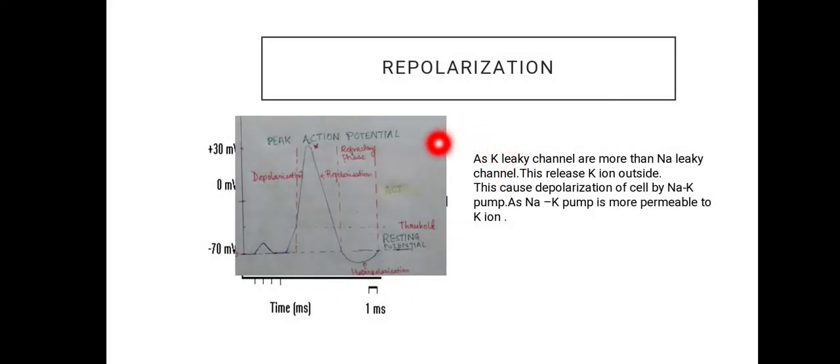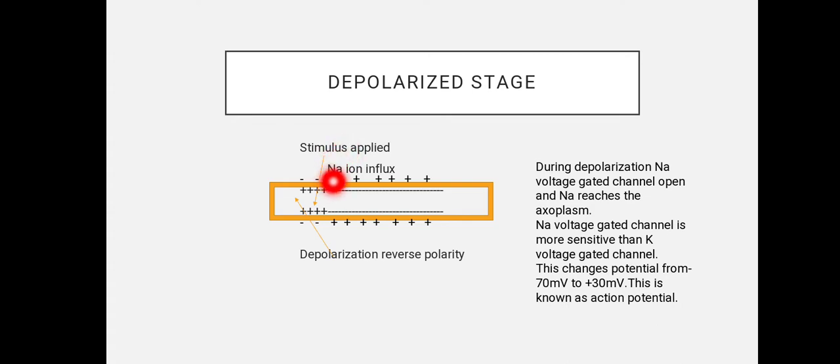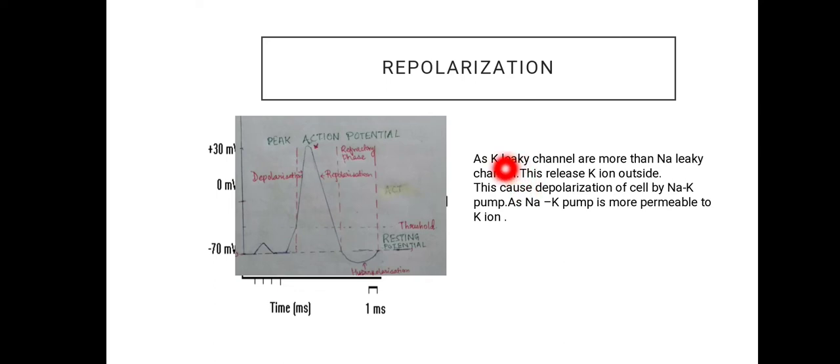But at the same time, there are also potassium voltage gated channels and potassium leaky channels. Potassium leaky channels are more permeable than sodium leaky channels. The potassium voltage gated channel opens after the sodium voltage gated channel has opened, and it allows the movement of inner potassium to the outside for maintaining the polarity. Then the sodium potassium pump finally works, and it neutralizes all the changes.